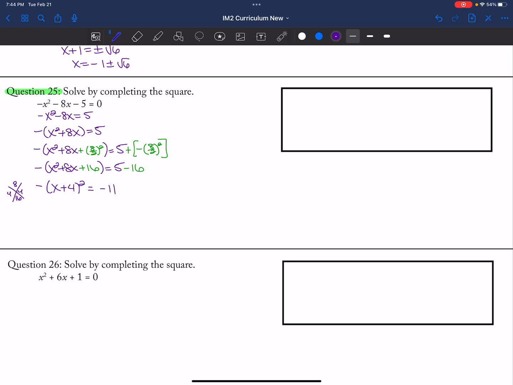Okay, so now I'm going to multiply both sides of the equation by negative 1. So I have x plus 4, the quantity squared, is equal to positive 11. And then I will square root. X plus 4 is equal to plus or minus root 11. And then, yay, we don't have to simplify. So then I get x is equal to negative 4 plus or minus the square root of 11.